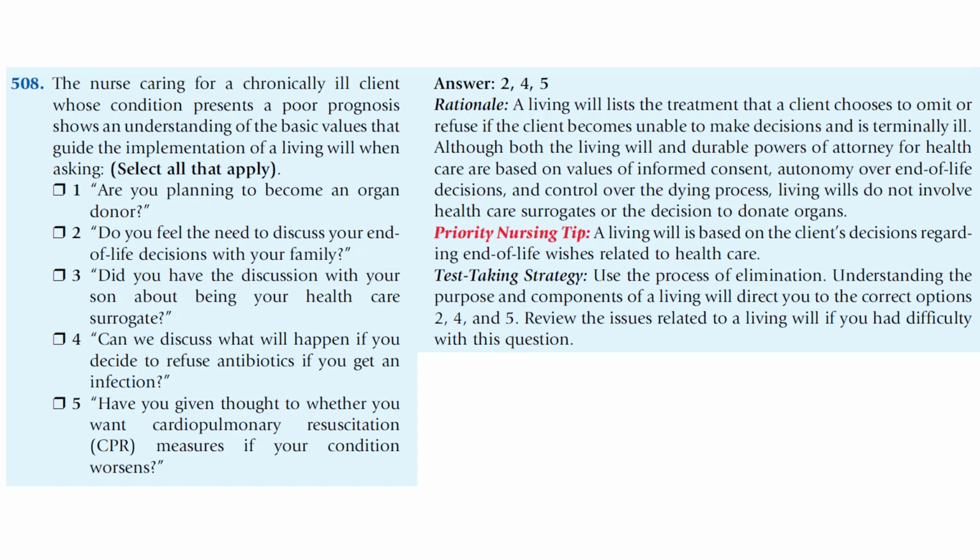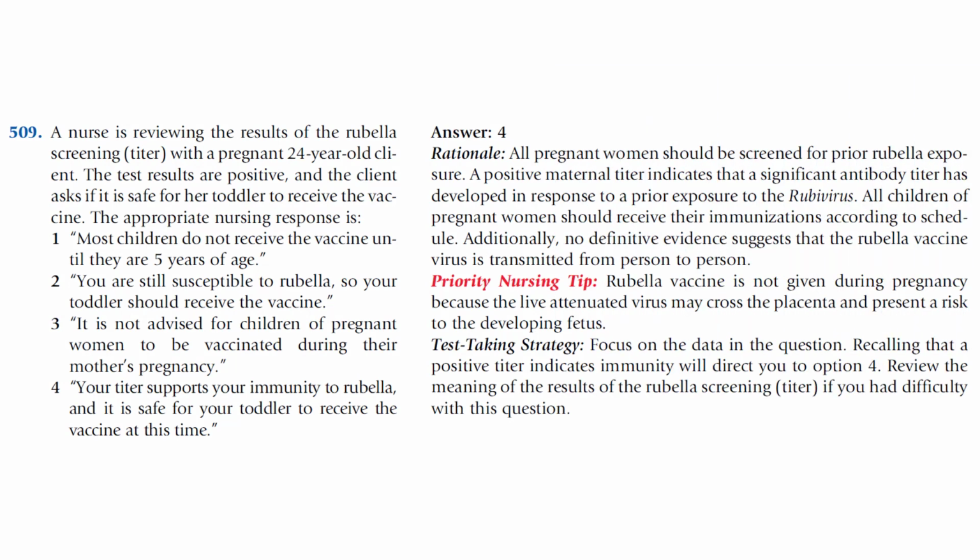Answer: 2, 4, 5. Rationale: A living will lists the treatment that a client chooses to omit or refuse if the client becomes unable to make decisions and is terminally ill. Although both the living will and durable power of attorney for healthcare are based on values of informed consent, autonomy over end-of-life decisions, and control over the dying process, living wills do not involve healthcare surrogates or the decision to donate organs. 509. A nurse is reviewing the results of the rubella screening with a pregnant 24-year-old client.